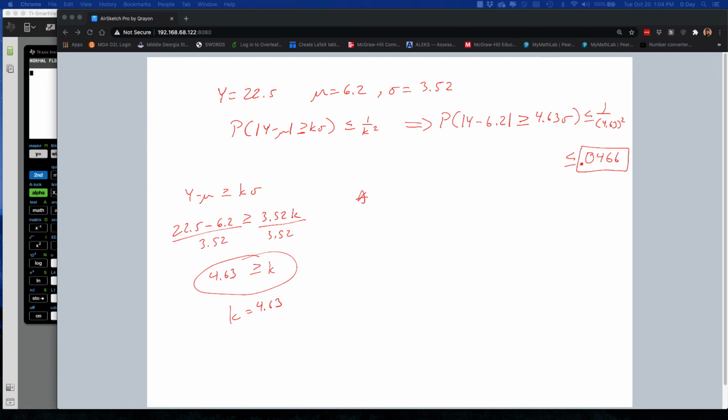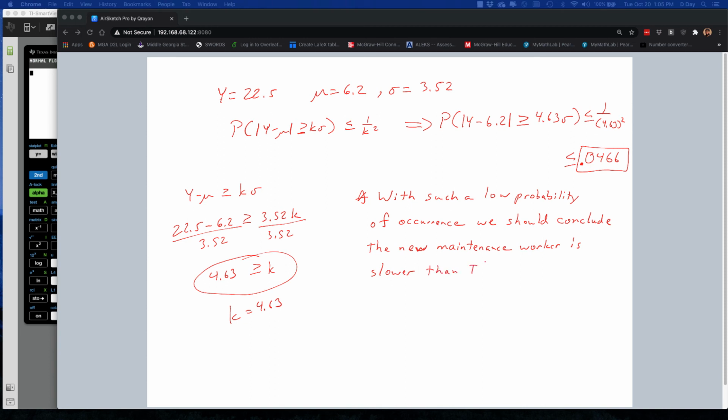So what we can conclude here is the following. With such a low probability of occurrence, we should conclude that the new maintenance worker is slower than the preceding workers.